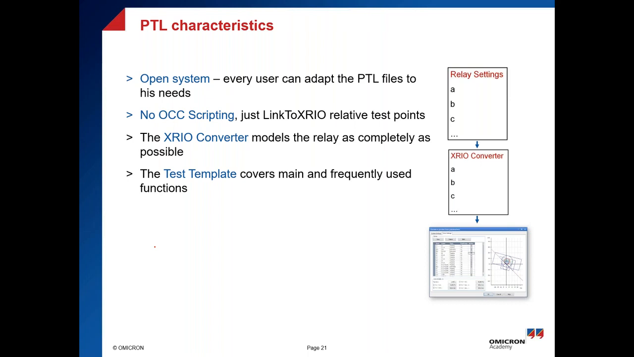Omicron will develop the PTT, the protection testing template, based on your requirements, and then you can use it in the future with support and training. We succeeded in Saudi Arabia. We delivered to them 3 templates for RED 670 and MICOM B546, and also RED 670 for the 380 kV overhead transmission line testing, and they are using them regularly in their maintenance activity. So this is the idea and the difference between the PTL and the PTT.